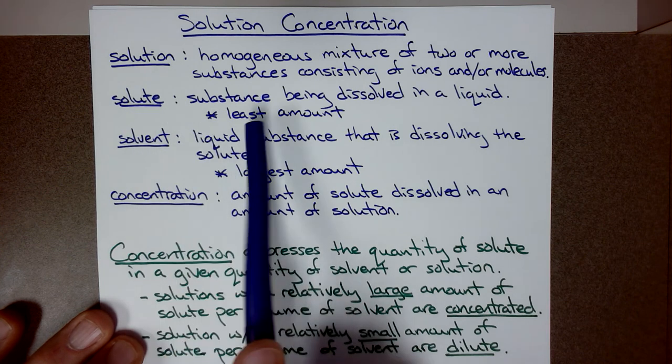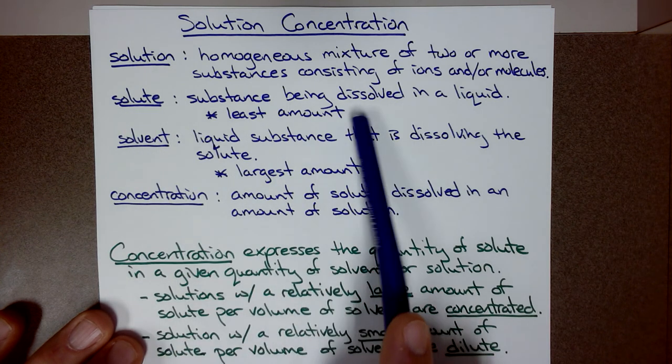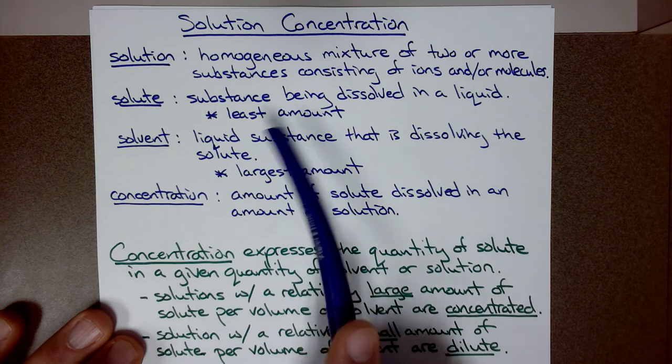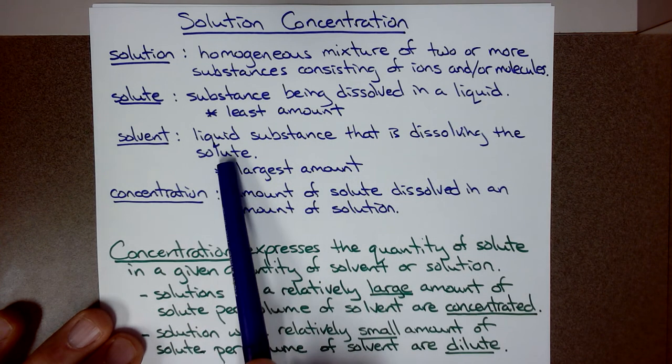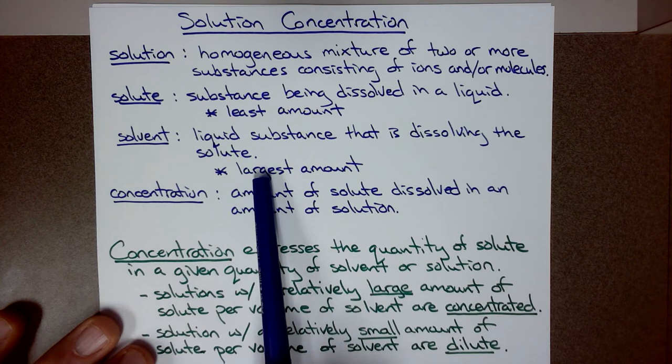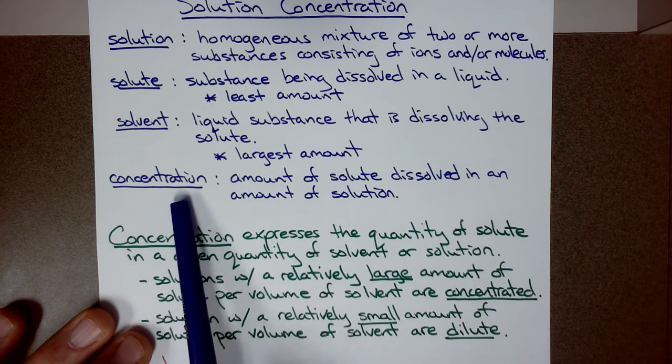We also have the solute. The solute is a substance being dissolved in a liquid. It is the least amount. Then we have the solvent. It is the liquid substance that is dissolving the solute. It is the largest amount. And then we're going to be talking about concentrations.